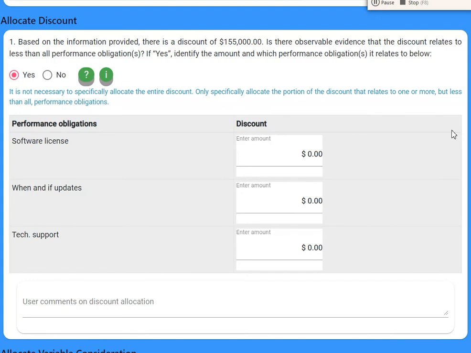So what it's asking now is, okay, if you have objective evidence that the discount relates to less than all of the performance obligations and allocating it to less than all of the performance obligations will meet the allocation objectives of the standard, then enter that amount there. So I will just enter a random amount for purposes of our example, and then we can proceed.